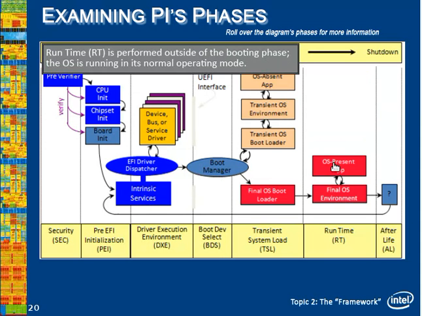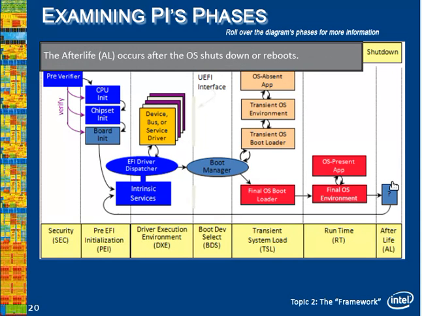Runtime, or RT, is performed outside of the booting phase. The OS is running in its normal operating mode. The afterlife, or AL, occurs after the OS shuts down or reboots.